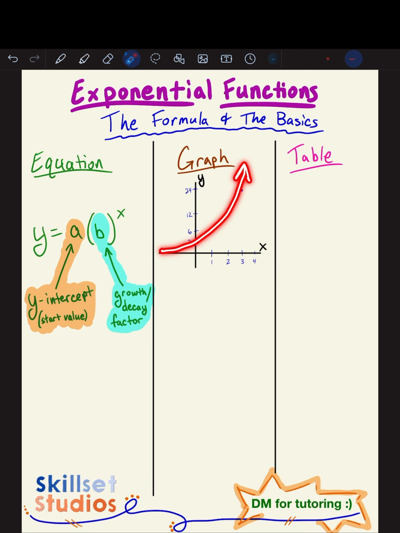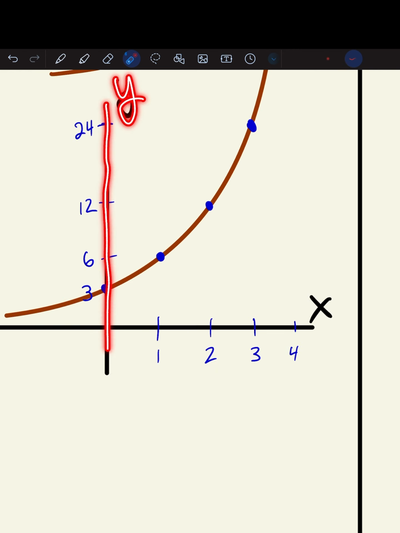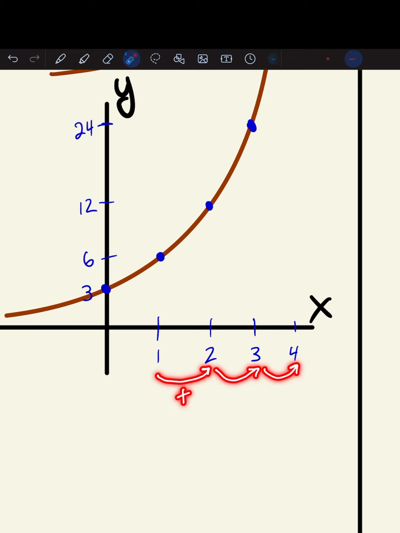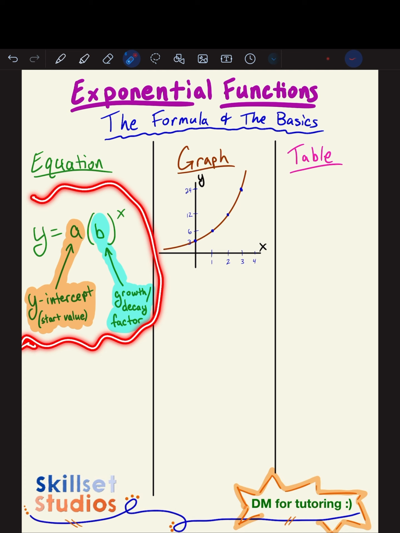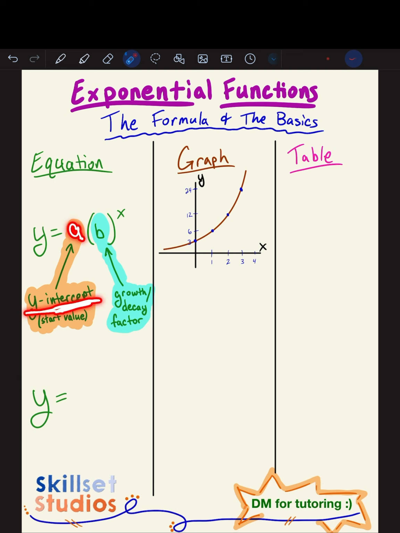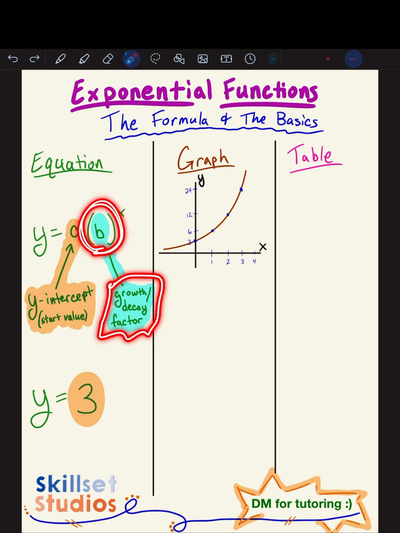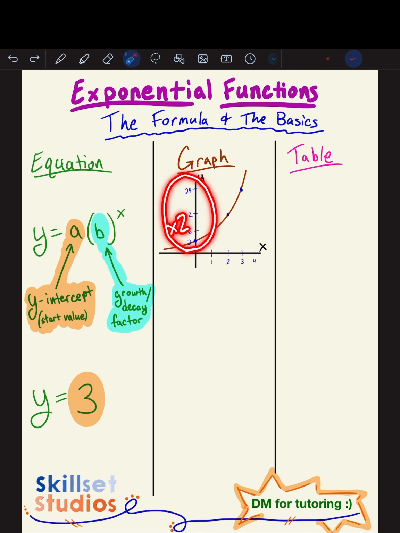Let's use this growth graph as our example. Notice our graph has a y-intercept of 3, and as our x's increase by 1 each time, our y's are multiplying by 2 each time. So if we were to try to make an equation with this, the a value, which is our y-intercept, would be that 3. Again, the a is just multiplying on the outside of the equation, it does not get the exponent. Our b, the growth and decay factor, is the value that we're multiplying by each time.